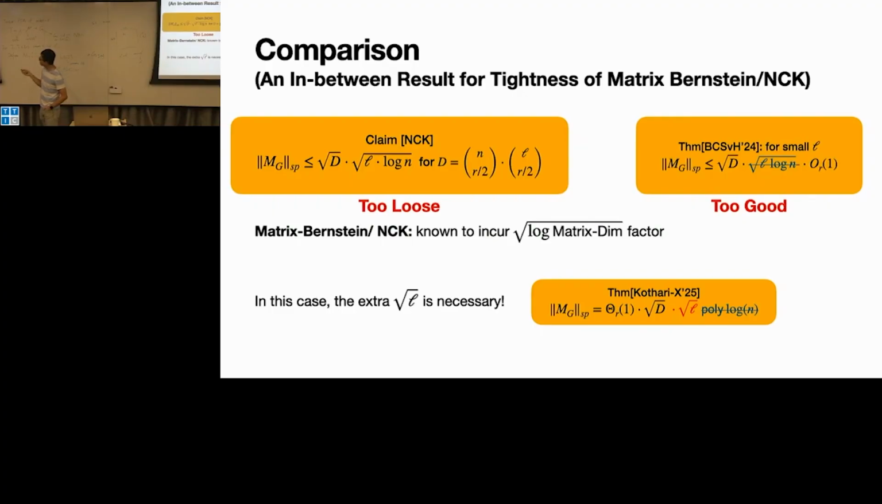So this result might not be that obvious or immediately guessable if you just use black box matrix concentration bounds, because you would have predicted either of these two bounds.